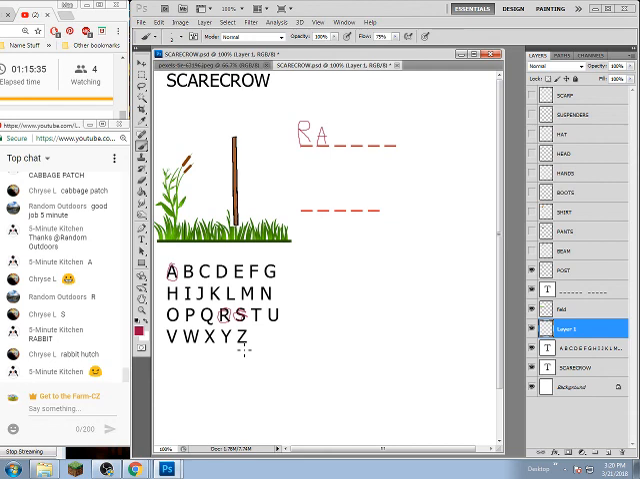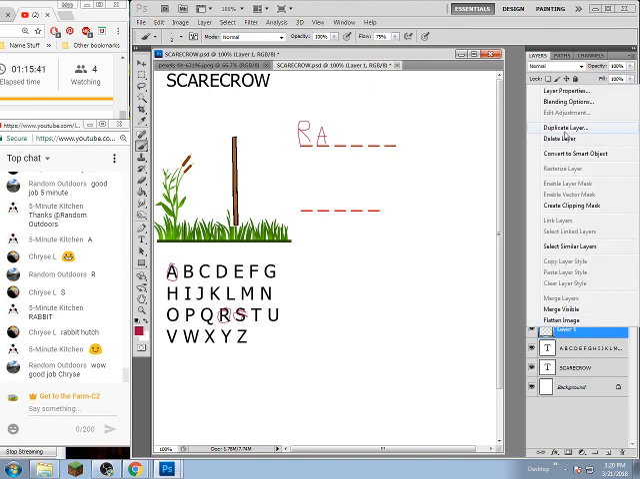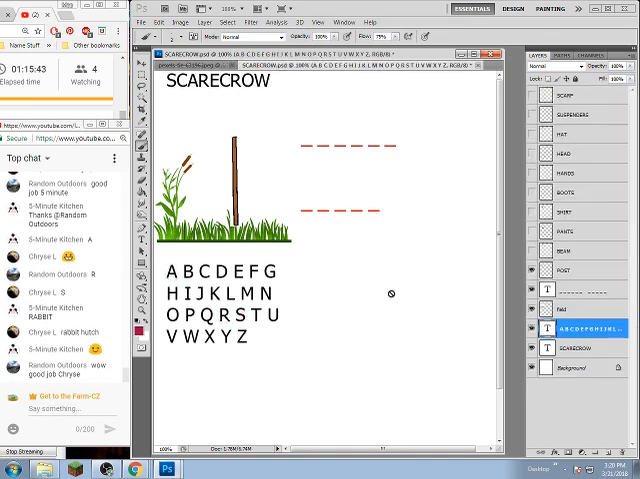What recipes are you working on now? 5 Minute Kitchen. That was fast. Hutch is not an easy word to get. 5 Minute gave him the hint with rabbit.